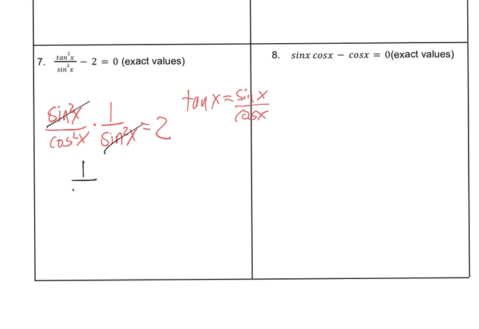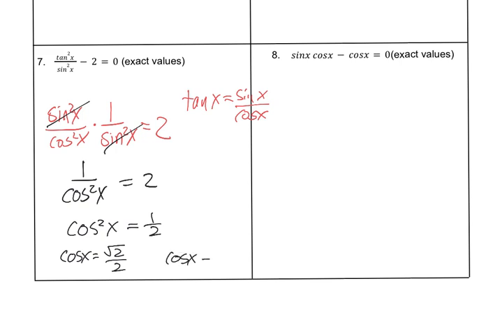I'm left with 1 over cosine squared of x is equal to 2. Now we got a couple of different options here. The first option would be to convert this to secant. If you'd prefer to leave this in cosine, we can take the reciprocal of both sides, and we end up getting cosine squared of x is equal to a half. Very similar to what we just had on the sine squared of x thing, we're going to end up with cosine of x is equal to the positive root 2 over 2, and cosine of x is equal to the negative root 2 over 2.